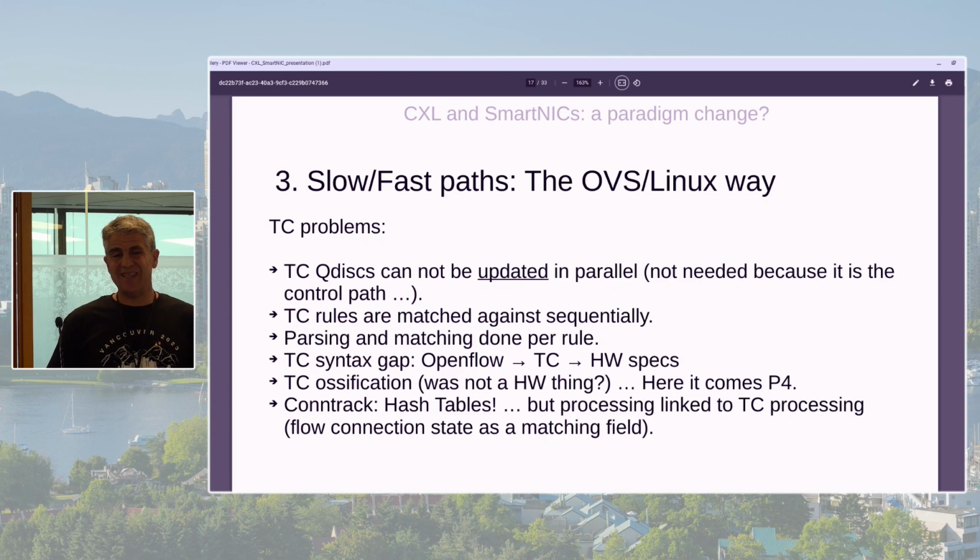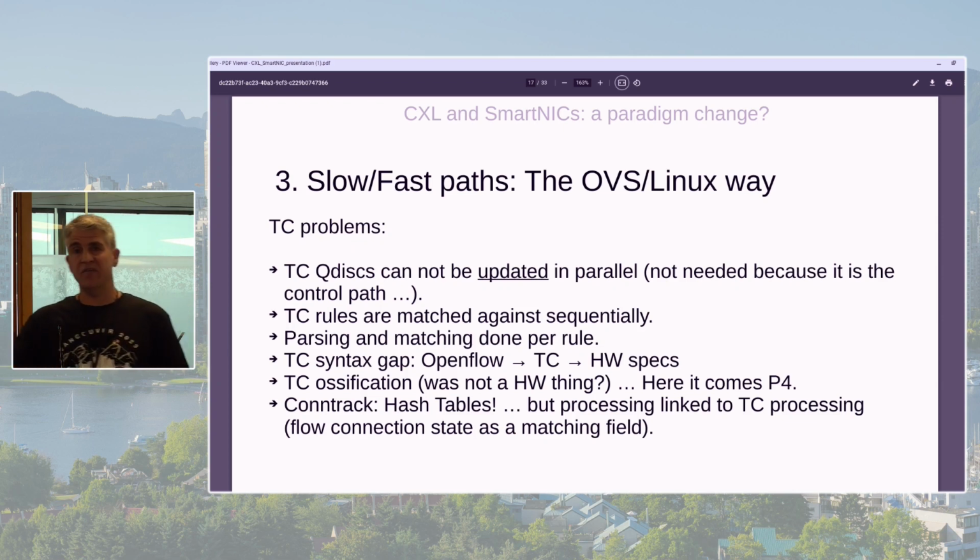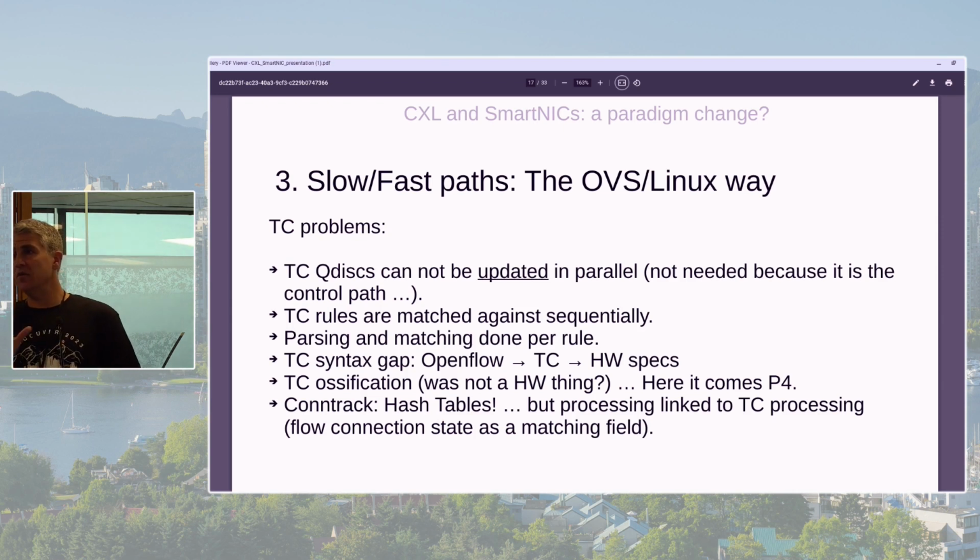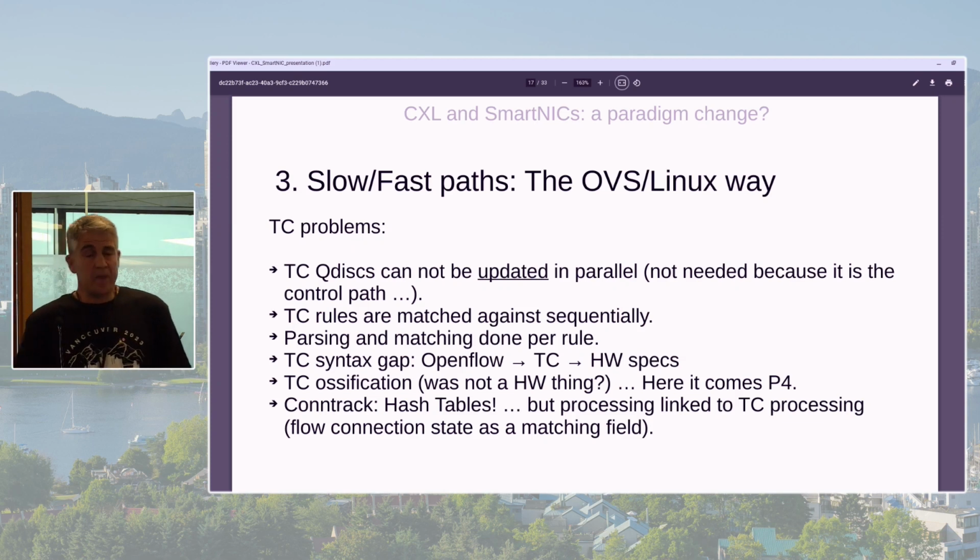Then this idea of the syntax gap. Maybe I'm the only one concerned about this, but think about it: with OpenFlow and OVS, you have the syntax rules in OpenFlow syntax. It will go to the OVS, which will translate that to TC, and then that syntax will be translated to the statistics of the hardware. I don't know if I'm the only one, but it doesn't make sense to do that translation there.